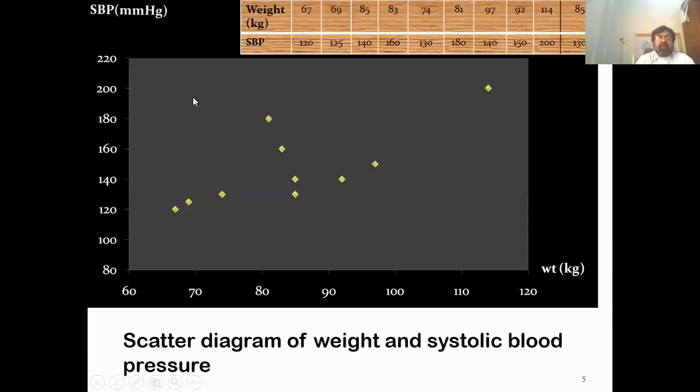And from this rectangular coordinate, you can guess the relationship between these two variables. This is the weight, which is the independent variable, and this is the systolic blood pressure, which is the dependent variable, outcome or response variable. And these dots show whether there is a positive relation or negative. It shows a positive relationship. When one increases, the other also increases. And the points which are far away from the majority of the points, for the majority of the values, are then called the outliers.